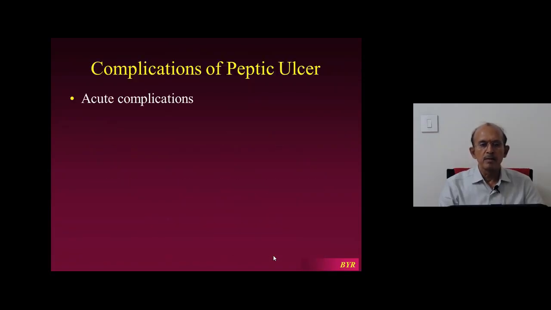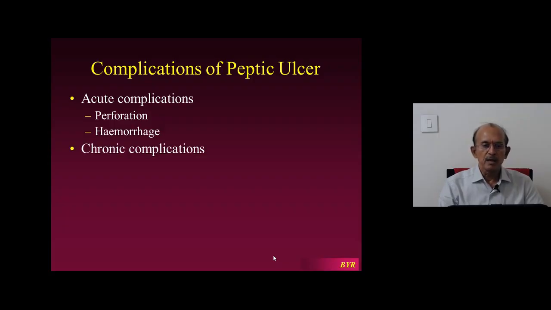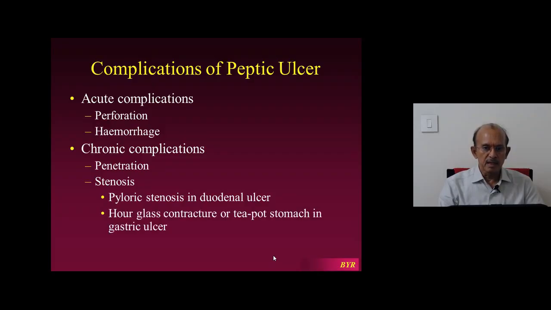Complications of peptic ulcer can be classified into acute and chronic. The acute complications are number 1, perforation, and number 2, hemorrhage. The chronic complications are due to fibrosis and cicatrization. They can cause penetration. Due to fibrosis and cicatrization, it can cause stenosis. In case of duodenal ulcer, it is the duodenal lumen that gets stenosed. In case of gastric ulcer, the wall of the stomach gets contracted, producing hourglass contracture or teapot stomach.